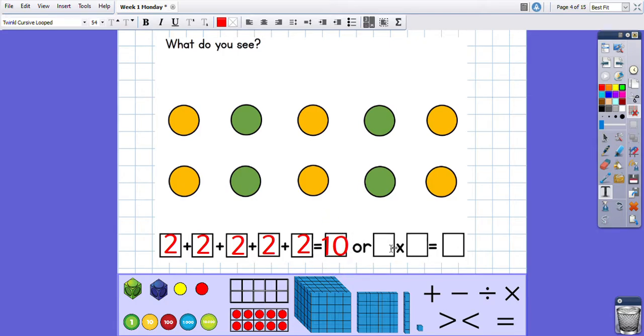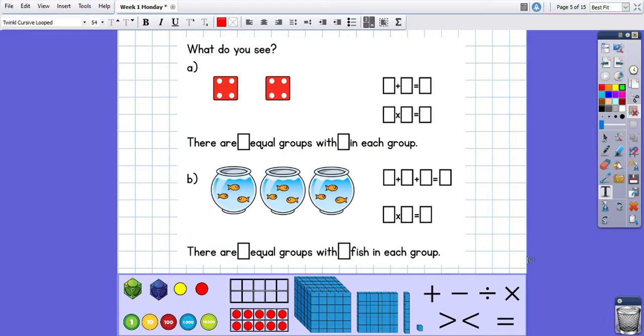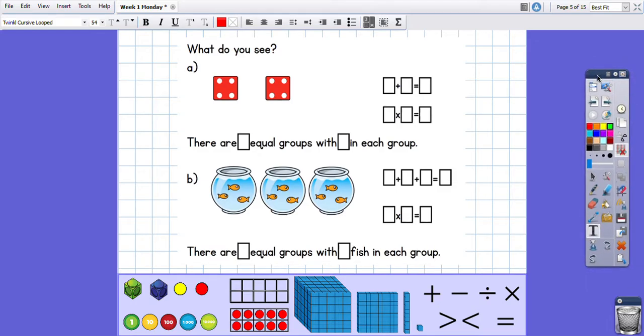But I also can see that there are 2 groups of 5, which gives me the same answer of 10. So our repeated addition gives us the same answer as a multiplication. I want you to have a quick go at these, so pause the video and see if you can have a go, and then come back and we will look at the answers.